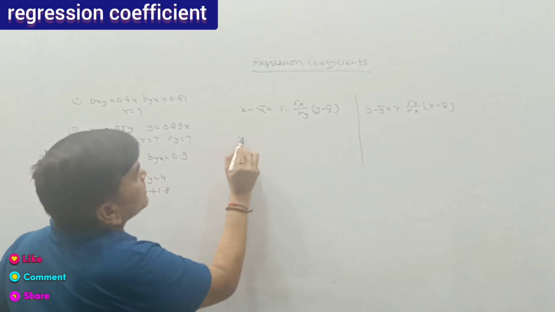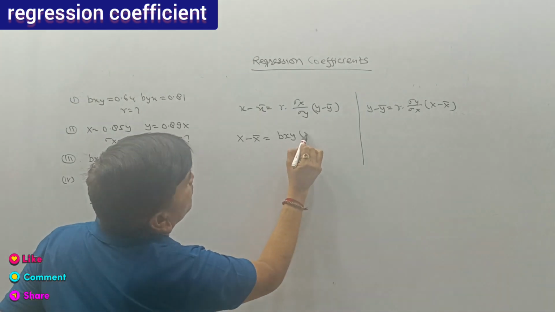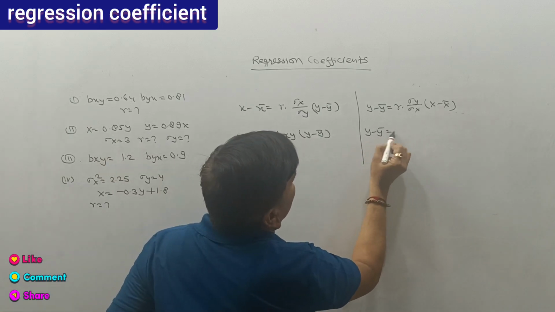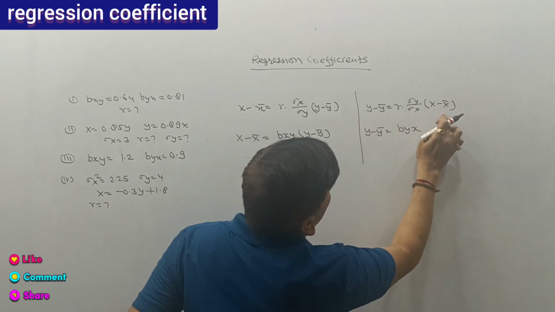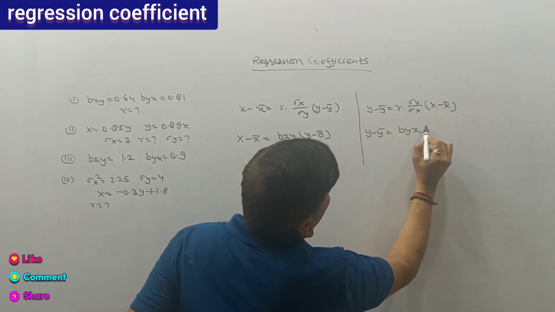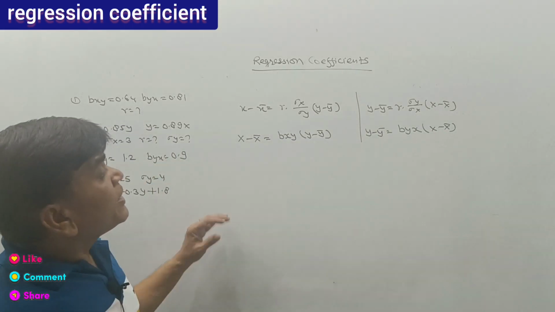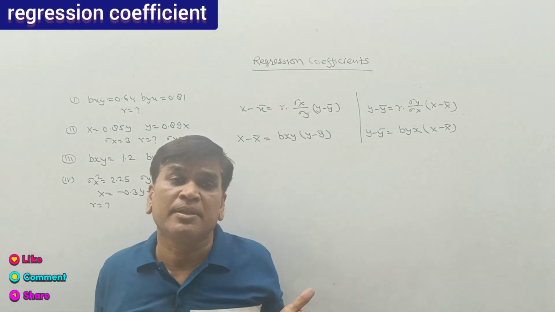We have also written this as x minus x bar equals bxy times y minus y bar, and y minus y bar equals byx times x minus x bar, because y is first and x is second. So in today's video we will learn how to calculate the regression coefficient.